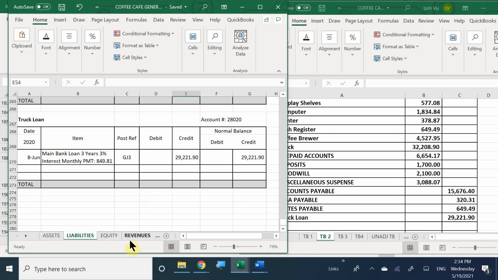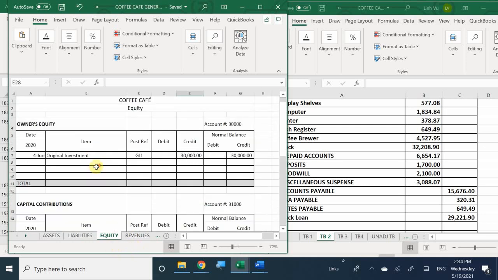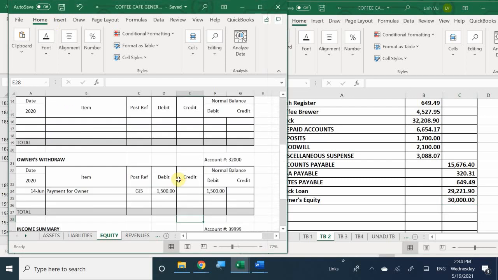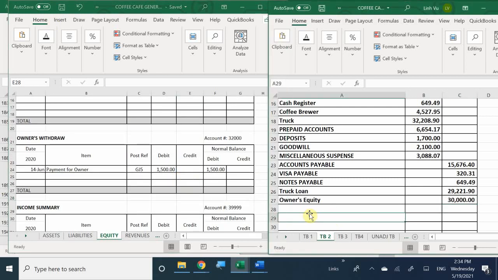Next section here is going to be our equity. Owner's equity is outstanding for $30,000. That was our original investment. However, what else do we have here? Owner's withdrawal. We have an owner's withdrawal.